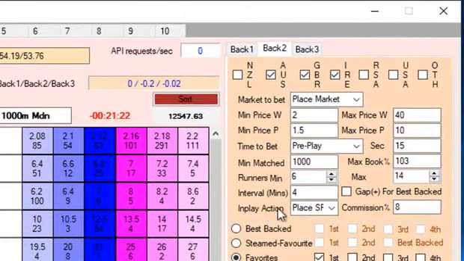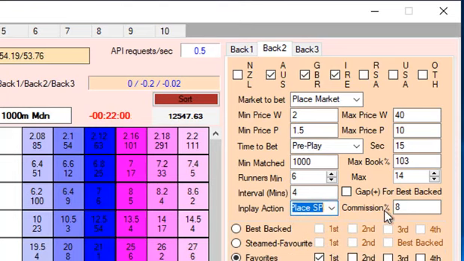We also have here then how the in-play action is going to happen. So if the bet doesn't get taken, say the bot fires the bet in for a horse at say 2.5 and the market's dropping and we can't get 2.5, once the race goes in play, how do you want this bet? Do you want to keep the bet? If you do, you would push keep. Do you want to cancel the bet, or do you want to place the bet at SP? So it will take the starting price. So you've got those 3 options there. We just keep it at SP.